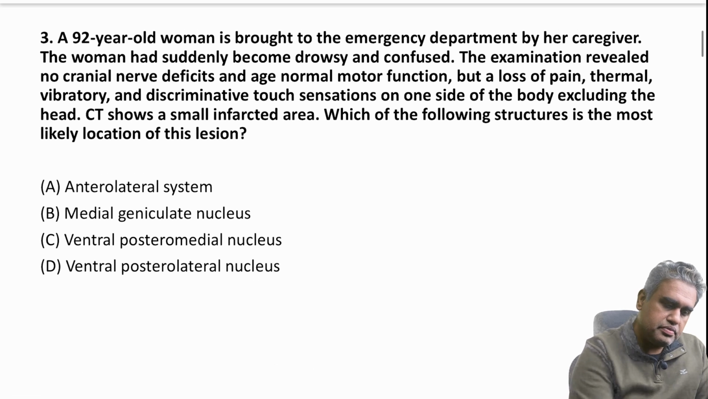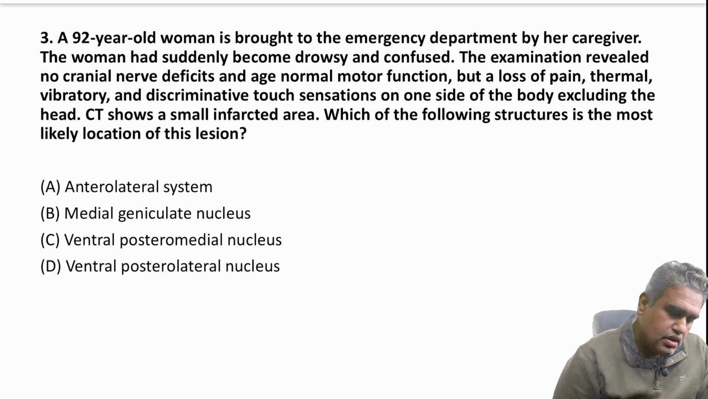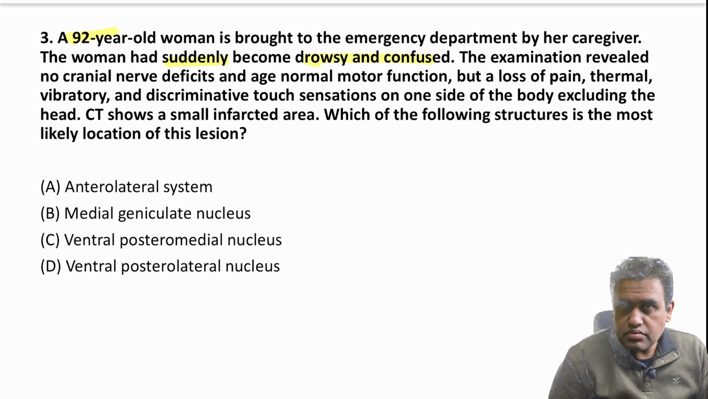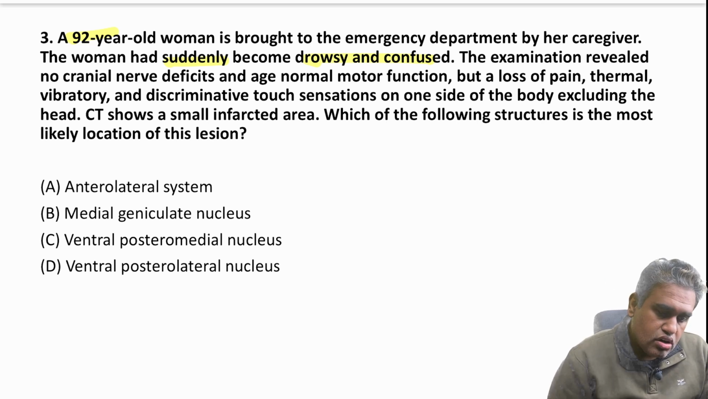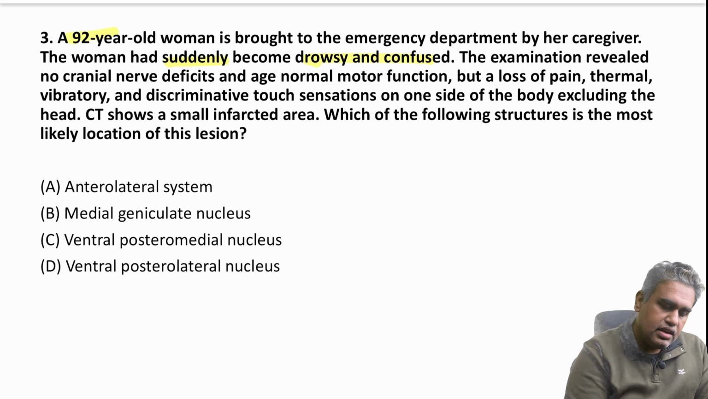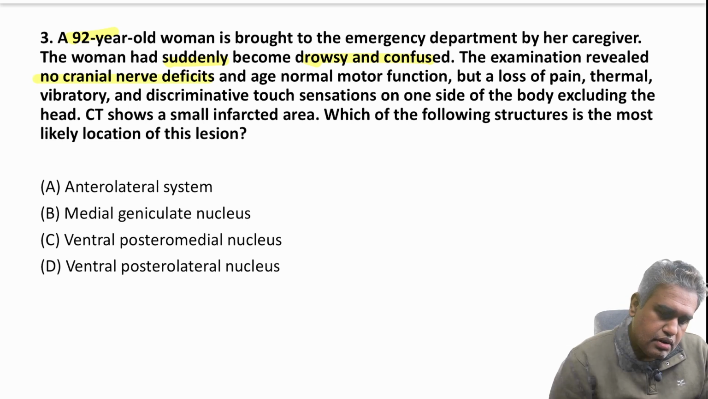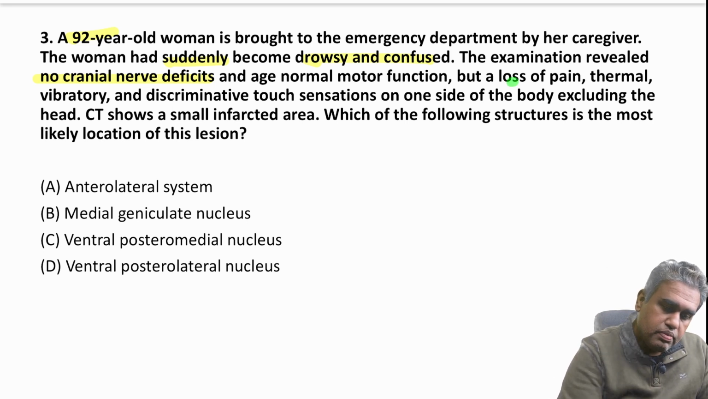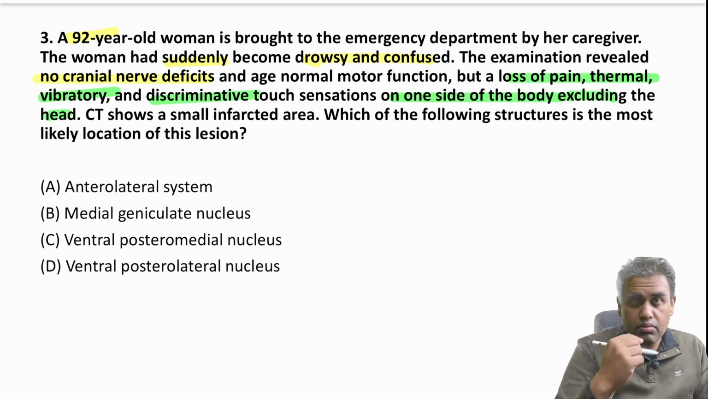A 92-year-old lady is brought to the emergency by her caregiver. The woman had suddenly become drowsy and confused. The examination revealed there were no cranial nerve deficits, and age-normal motor function. It's an important line, no cranial nerve deficits, you'll understand it. But there is a loss of pain, thermal, vibratory, and discriminative touch sensation on one side of the body excluding the head. Very important finding. Only on the body minus head.